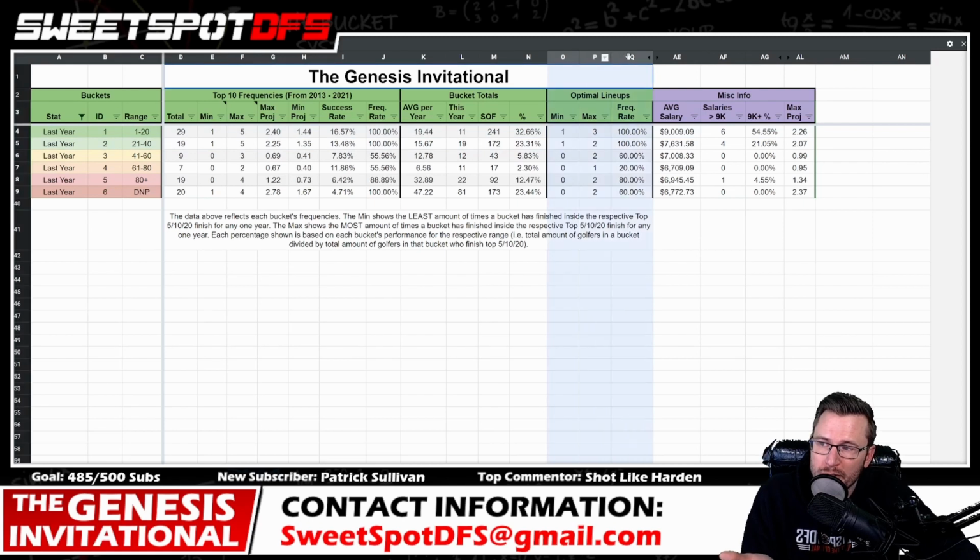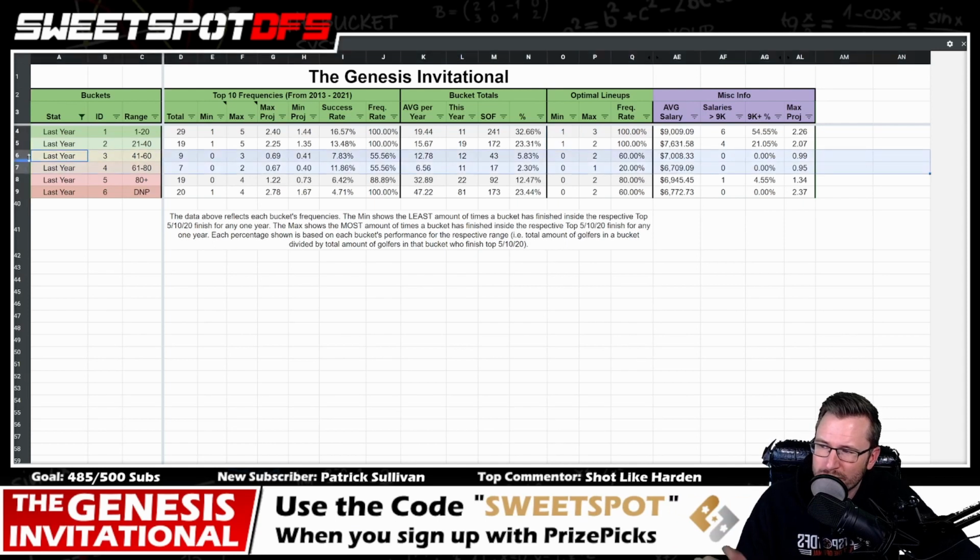Also, if you look at the optimal lineup analysis here, 1 from each of those buckets have also been in the optimal lineup every single year. So that's something to take into consideration. These other 2 buckets that we're talking about, not so much. Not super successful. So take that into consideration as well.